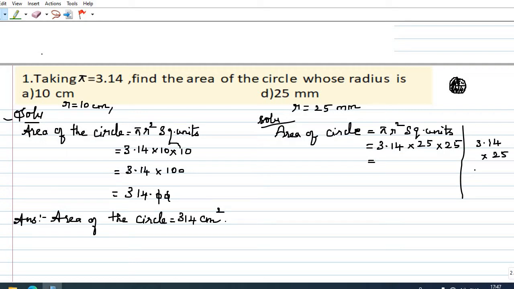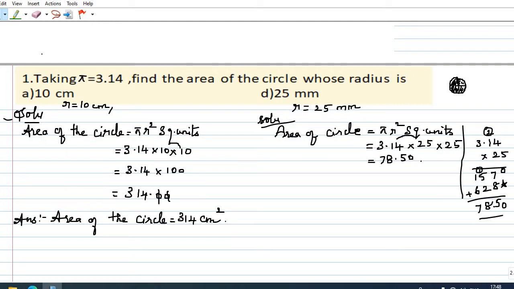3.14 into 25. Listen. 5 4s are 20, 2 carry over. 5 1s are 5, 5 plus 2 is 7. 5 3s are 15. Put a star. 2 4s are 8. 2 1s are 2. 2 3s are 6. Now you can add this 0. 8 plus 7 is what? 15. 1 carry over. 8. And this is what? 7. So 2 digits after, you have to keep the decimal. So what is it? 78.50.